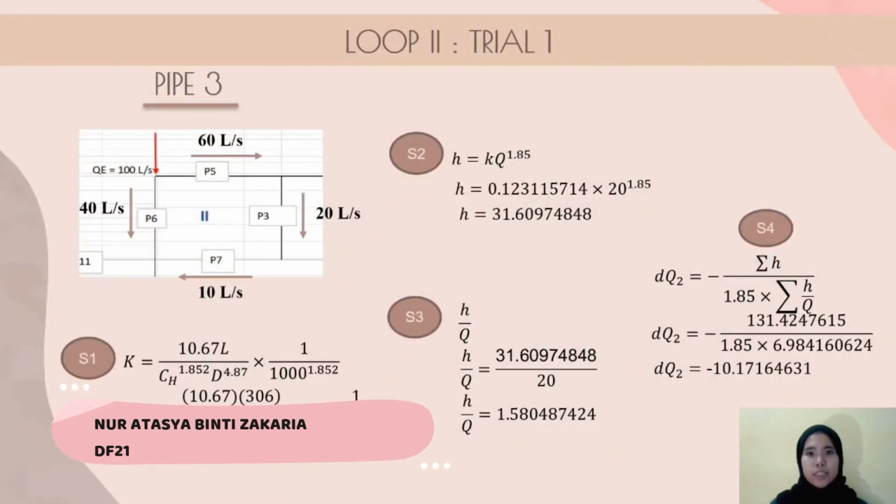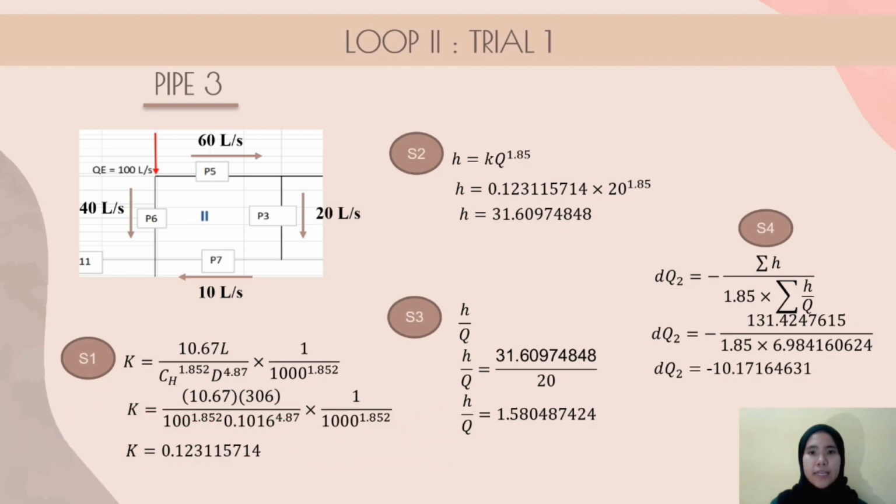My name is Nur Atasha binti Zakaria. I will explain my part, which is the calculation of loop 2 and loop 3. For loop 2, for example at trial 1, our first assumption for pipe 3 was positive 20. To calculate K, using the formula of 10.67 times length divided by constant value power 1.852 times D power 4.87, we got the answer 0.1231.